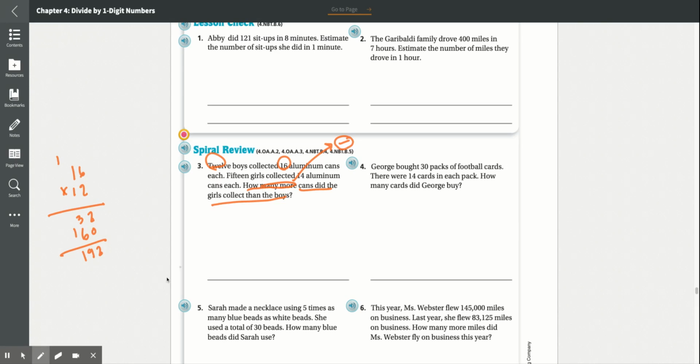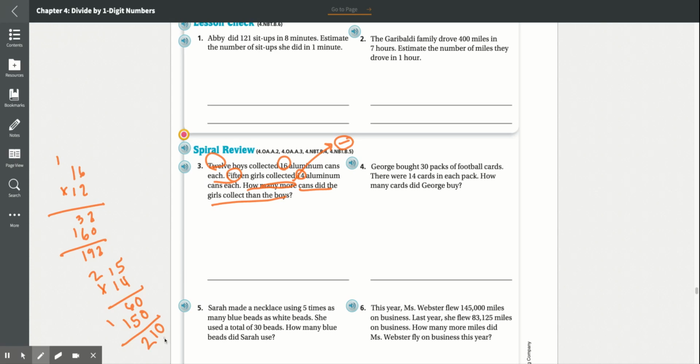Now let's do the girls. So it's 15 girls and 14 cans each. So 15 times 14, 5 times 4 is 20, carry the 2, 4 times 1 is 4, plus 2, 6, add the 0, 1 times 5 is 5, 1 times 1 is 1, add that together, 0 plus 0 is 0, 6 plus 5 is 11, carry the 1, 1 plus 1 is 2. So it's 210 for the girls and 192 for the boys.